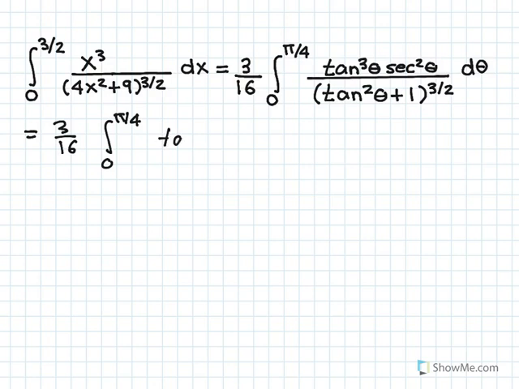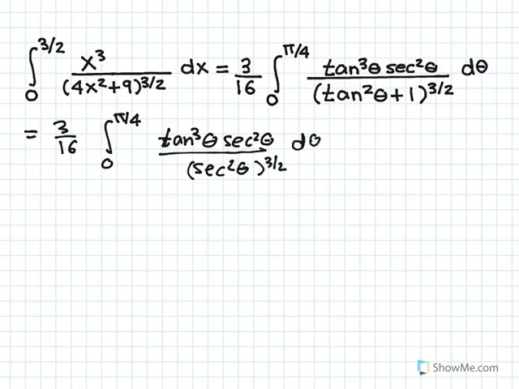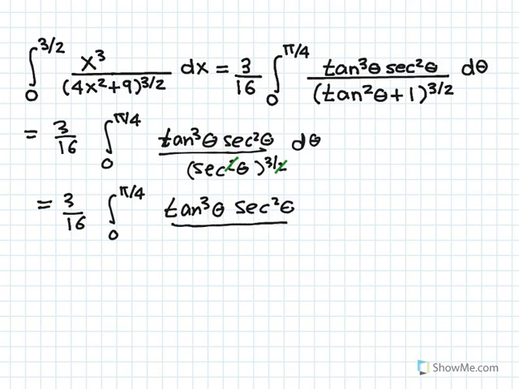The numerator remains as is, that's tan cubed theta secant squared theta. The denominator is going to be tan squared theta plus 1, trig identity, that's secant squared theta to the power of 3/2 d theta. We get 3 over 16 integral 0 to pi over 4 tan cubed theta secant squared theta. Now you can see that this square cancels with this one, so in the denominator, we'll just have secant cubed theta.